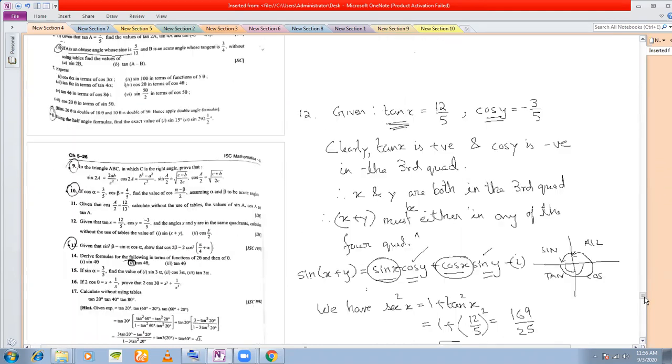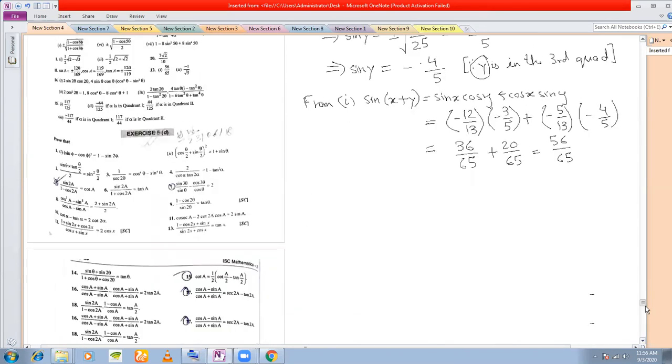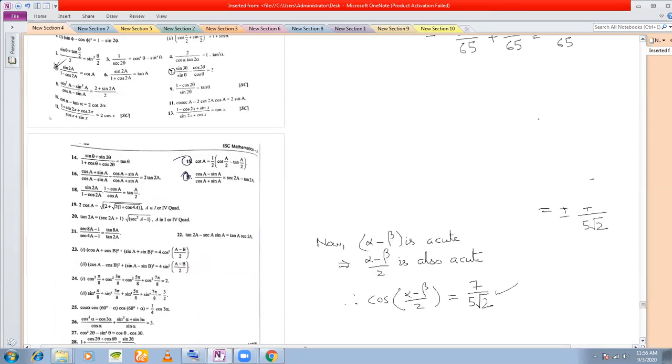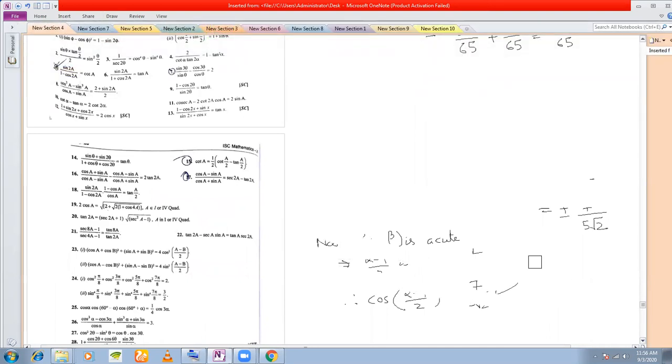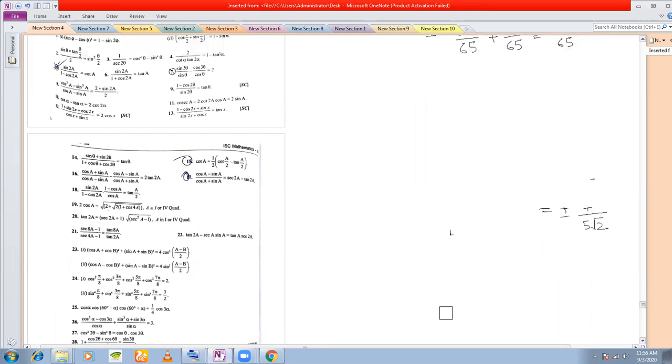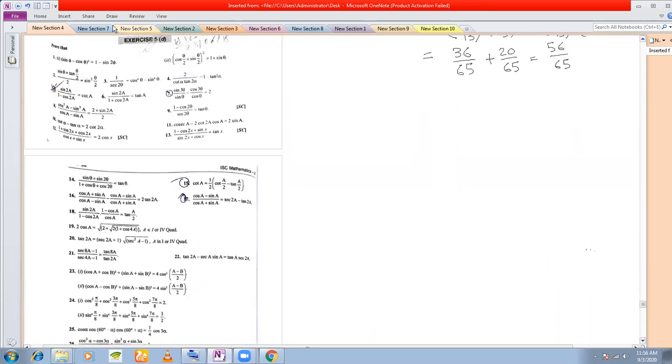Next question here is cos of y by 2. Find cos of y by 2. Let us proceed to find cos of y by 2. The second part of the question here is to find out cos of y by 2. This one.